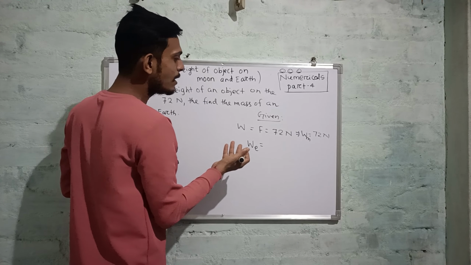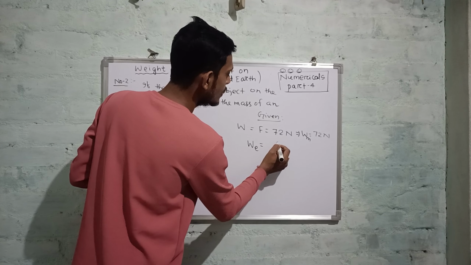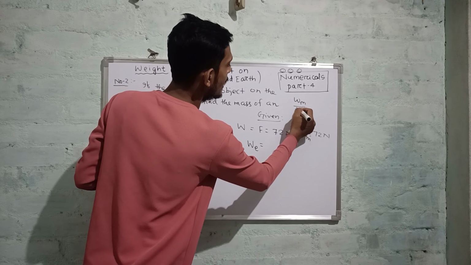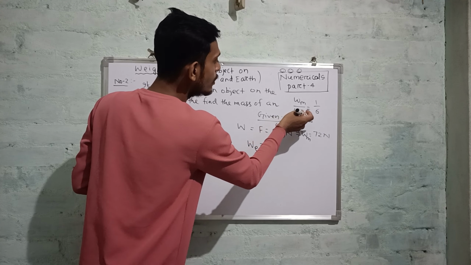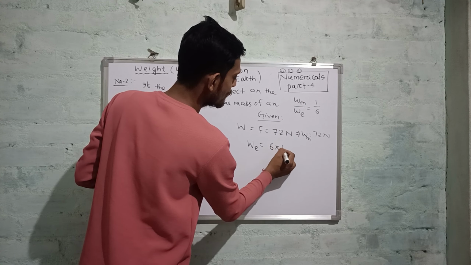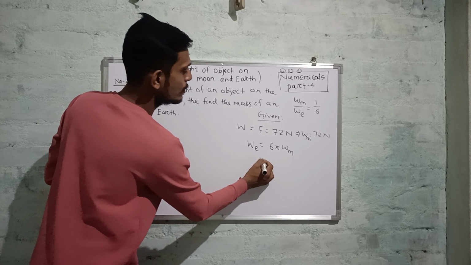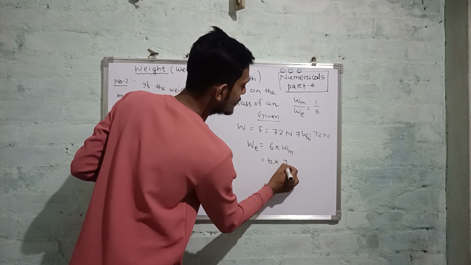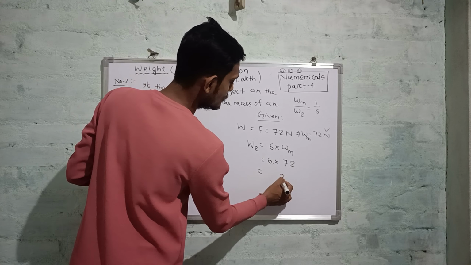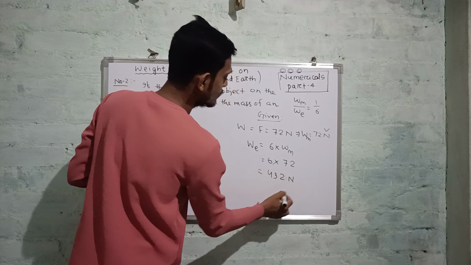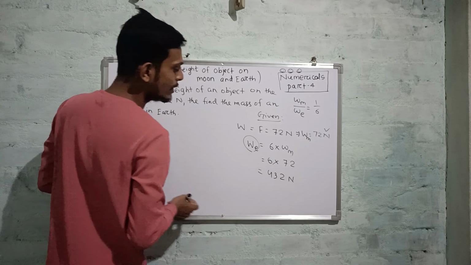We have the formula, I recall: WE by WM equals 6. So WE equals 6 into WM, that is 6 multiplied by 72. WM equals 72 Newton. So that is 432 Newton. So the weight on Earth is 432 Newton.